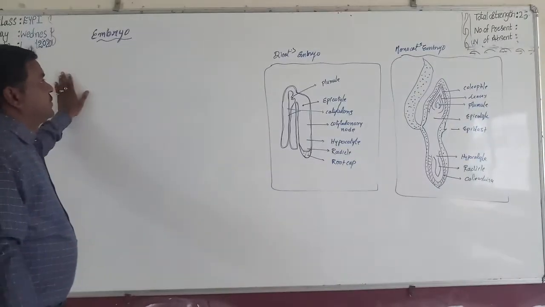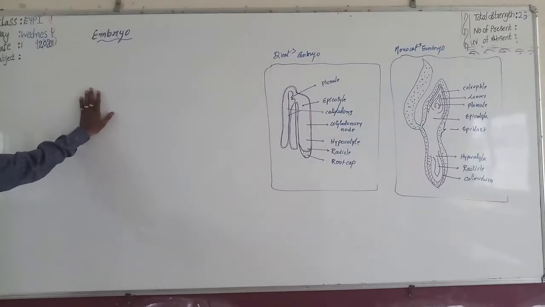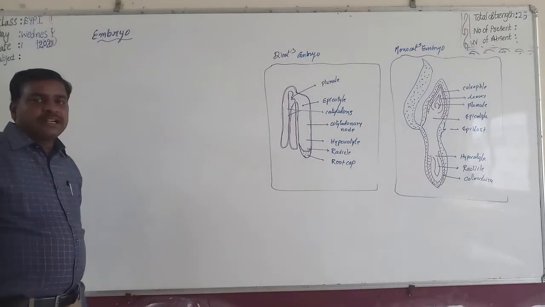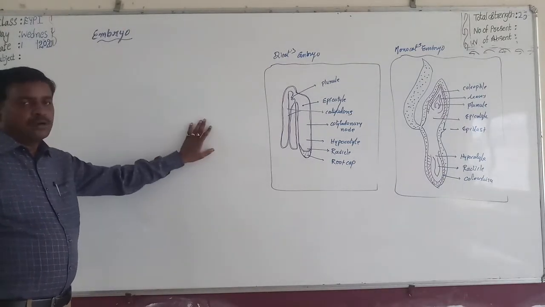Good morning, students. Now coming to the structure of the embryo: the dicotyledonous embryo and the monocotyledonous embryo.